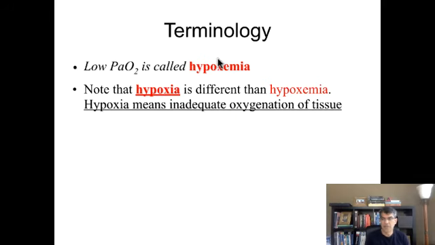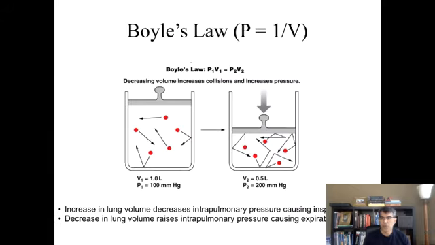If you have hypoxemia, definitely you're going to have hypoxia, because if the pressure of oxygen inside the blood is low, then definitely you're going to have hypoxia also. But hypoxia may happen without hypoxemia. So I want you to know this one. Now, after knowing those terminologies, let's start with Boyle's law.